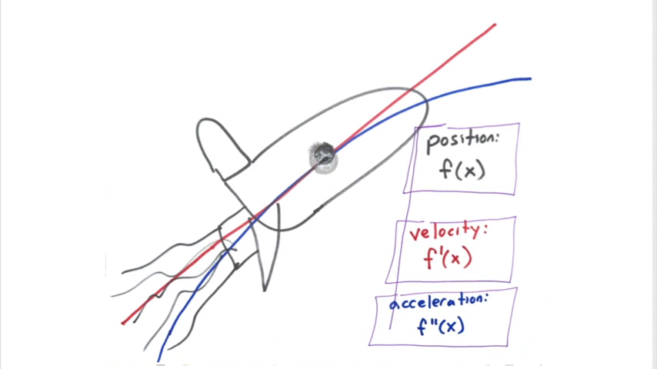So an example would be a rocket ship. Remember here, if we're looking at the height of the rocket or the position of the rocket, that's going to be the original function f of x. The velocity of the rocket would be the first derivative, f prime of x, and the acceleration would be the second derivative, f double prime of x.